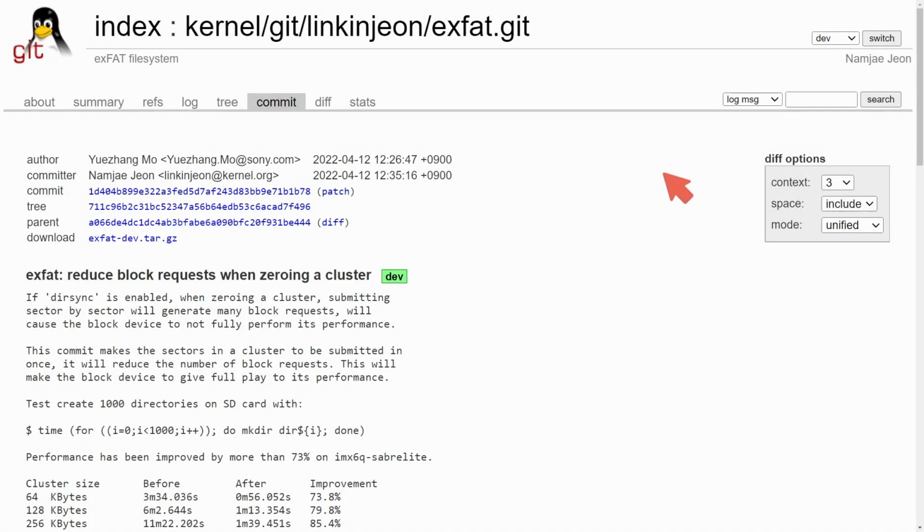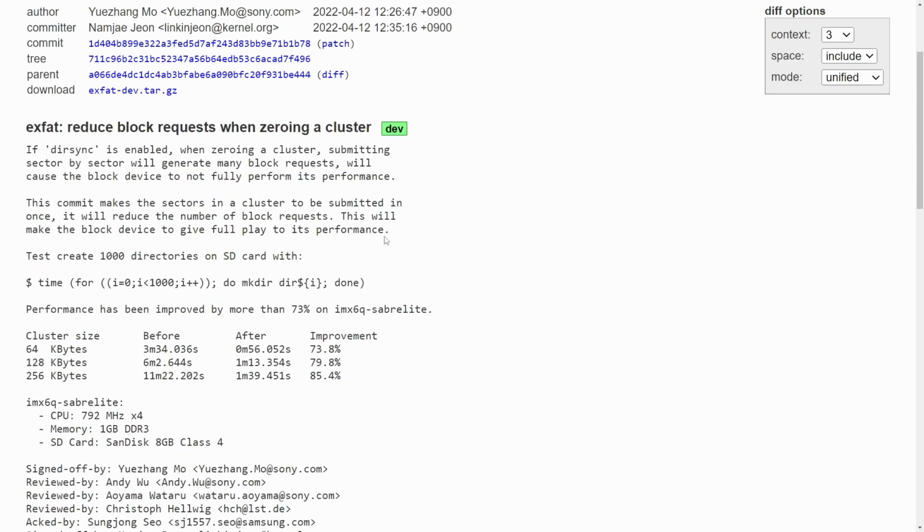I love seeing optimizations to the kernel, especially when it's applied and tested on hardware. So this here is a commit called exFAT: reduce block requests when zeroing a cluster, and it gives us an improvement of around 700% when it comes to zeroing out a request. So let's talk about this commit a little.